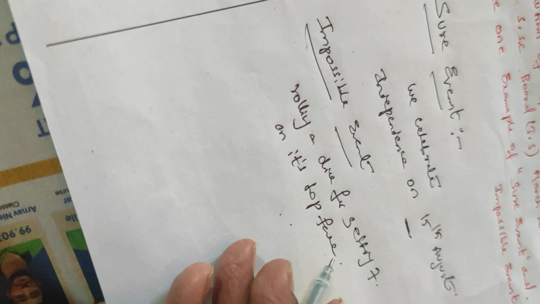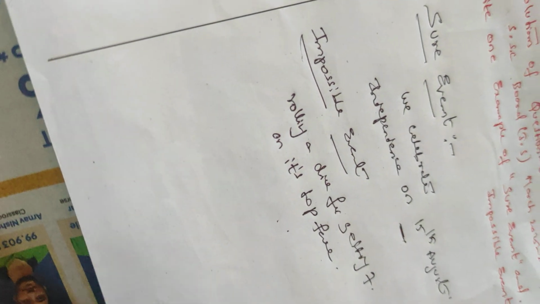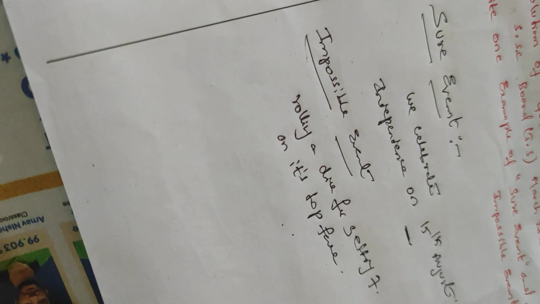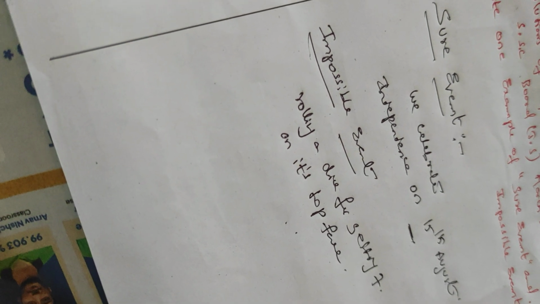If you want to write some other examples, you can write a dog with 2 tails. We won't see any dog with 2 tails, so it is also an example of an impossible event. Many you can write from our daily life.